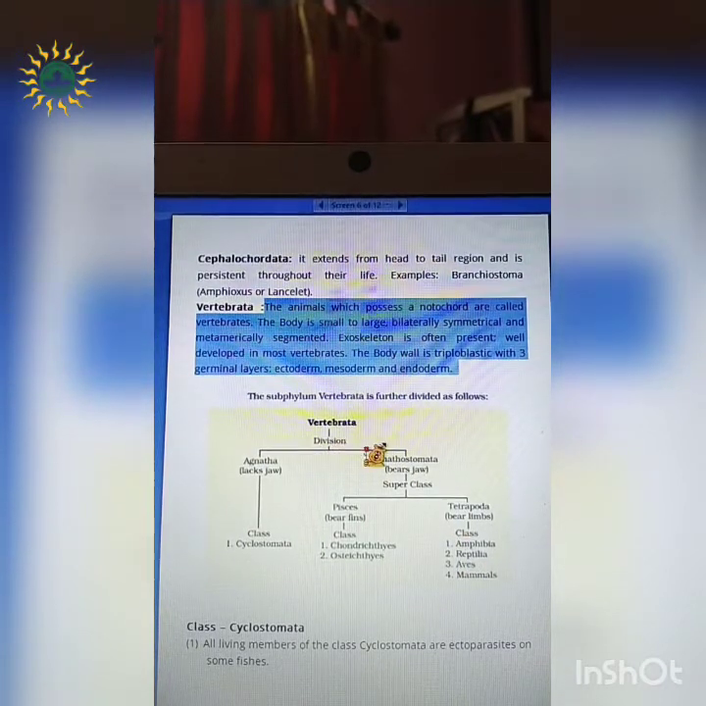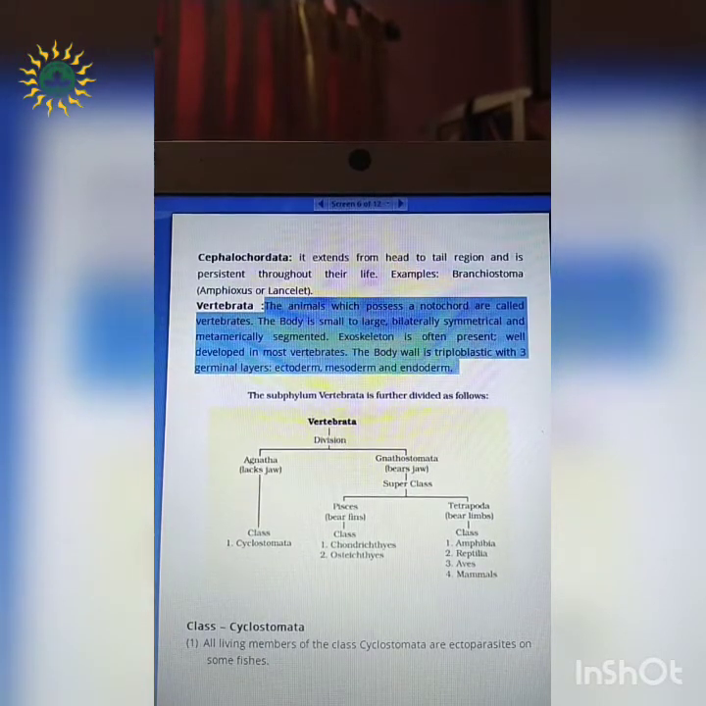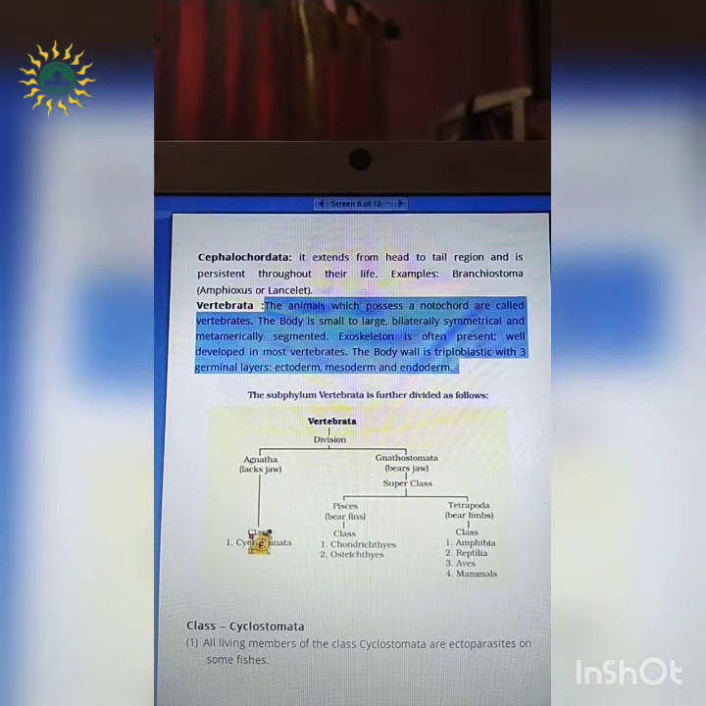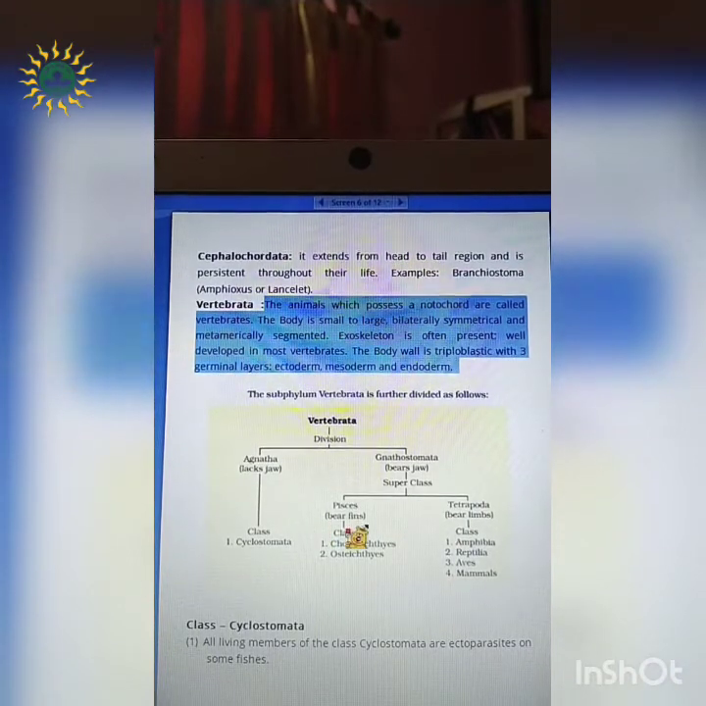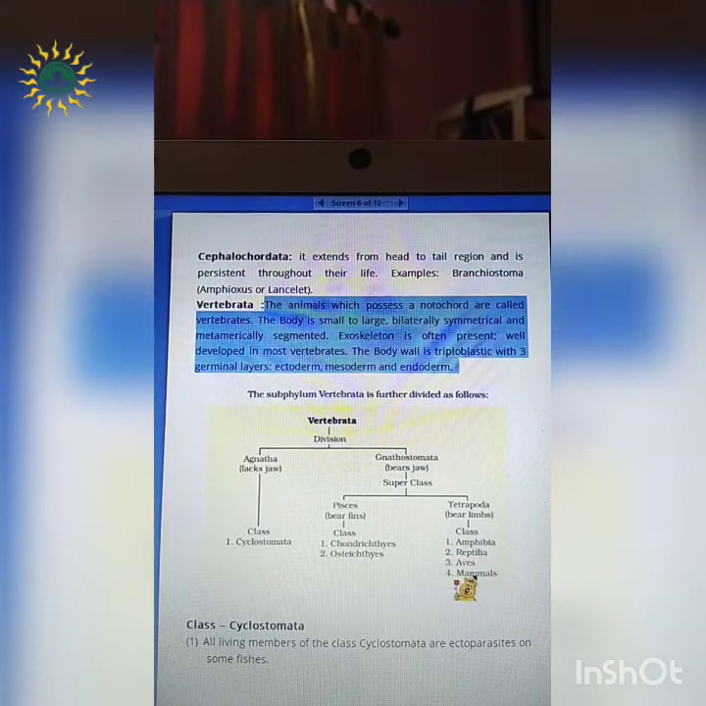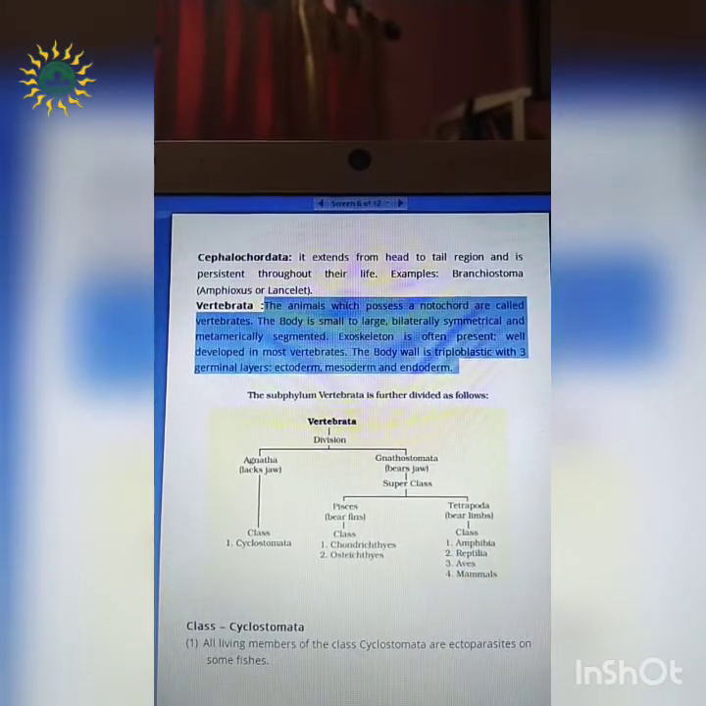In this chart, firstly Vertebrata is divided into 2 divisions. What are those? Agnatha, which lacks the jaw, and Gnathostomata, which bears the jaw. The class Cyclostomata is within Agnatha. Gnathostomata has two superclasses: Pisces and Tetrapoda. Pisces, which bear fins, have 2 classes, Chondrichthyes and Osteichthyes, and Tetrapoda, which bear limbs, have 4 classes: Amphibia, Reptilia, Aves and Mammalia. So firstly, starting with Cyclostomata. These members are ectoparasites on some fishes.